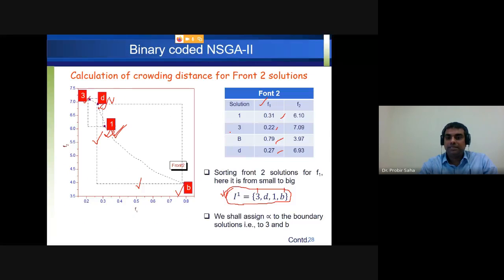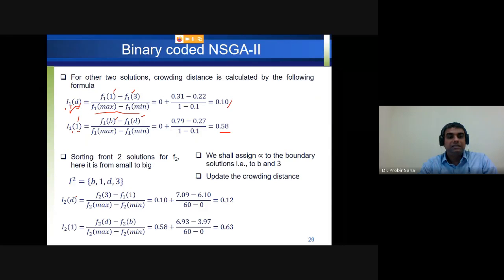See, if you go back here, with respect to F1, this is the ascending order, from small to big. But with respect to F2, this will be the ascending order. So in the program, it has to be there. You have to find the ascending order distance. And as these are at the extreme, you have to assign infinite here and infinite here.